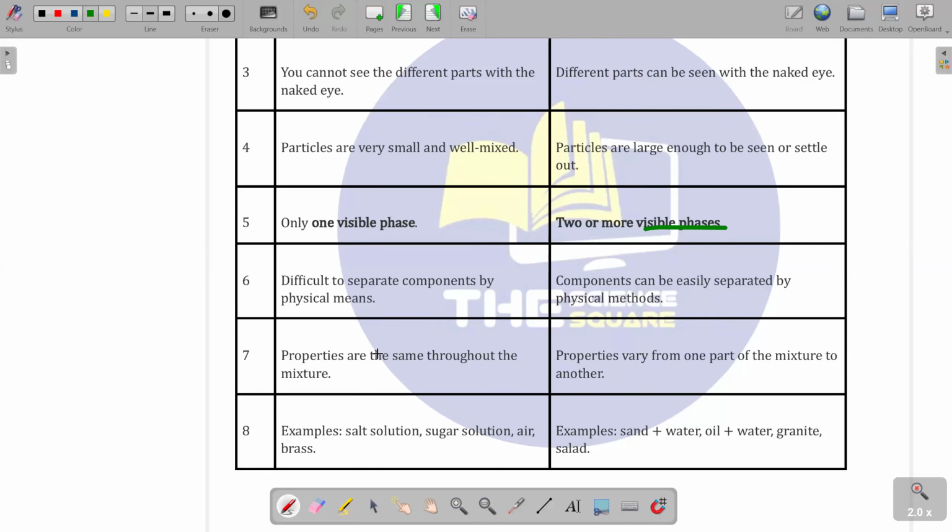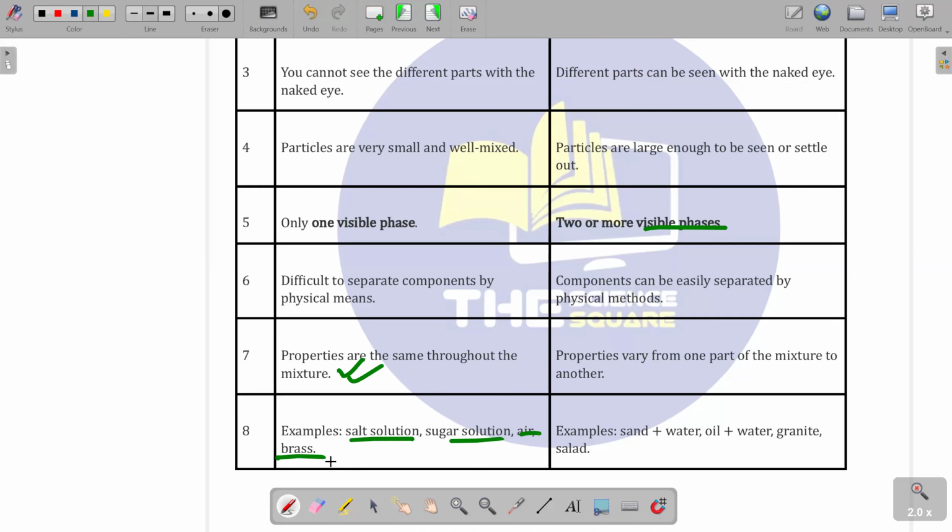Properties are the same throughout the mixture. Yes, properties are the same throughout the mixture for homogeneous, while properties vary from one part of the mixture to another in a heterogeneous mixture. Examples of homogeneous mixtures are salt solution, sugar solution, air, and brass.